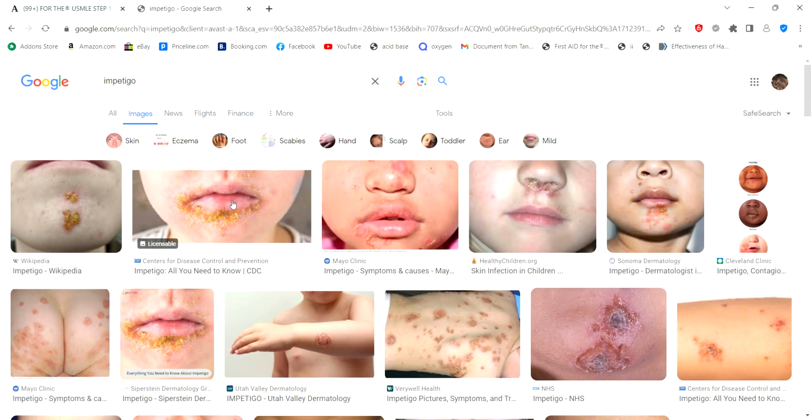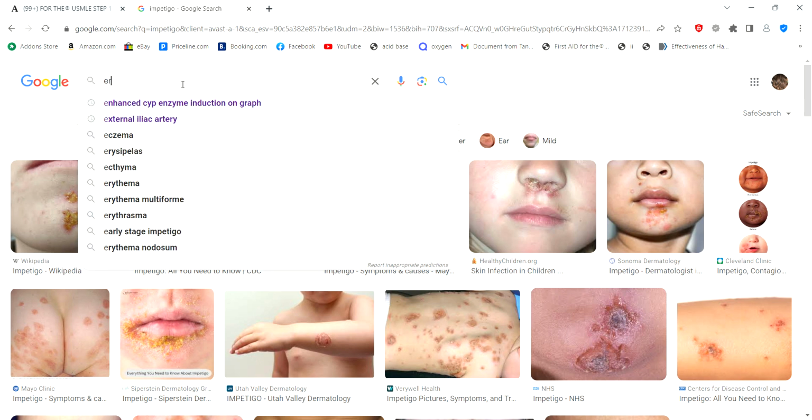So this is what it looks like. It is a honey color, crusted. Yeah, honey crusted lesions around the mouth. Impetigo is just dried pus. That's what it is. So pyogenes causes pharyngitis, cellulitis, impetigo, erysipelas. What is erysipelas, you ask? Erysipelas.